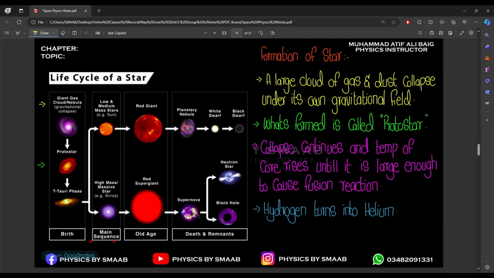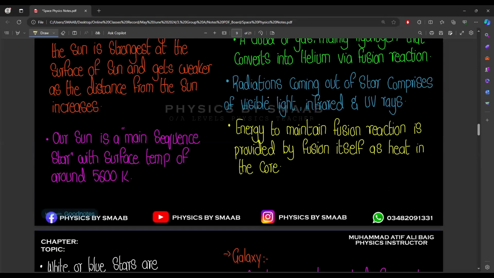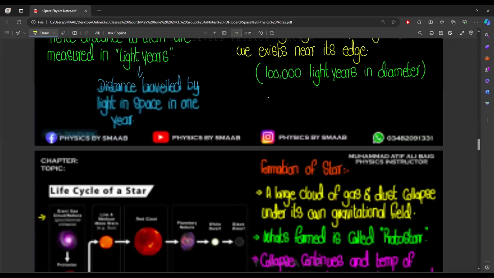No, sir. Okay, now in this chart, you can see there are further stages. Like there is the low and medium mass star, which is actually the sun, and the second one is the high mass massive star. Now you can see this second stage is called main sequence. That's why we write over here our sun is a main sequence star. So basically, this is the second stage, which is a stable stage.